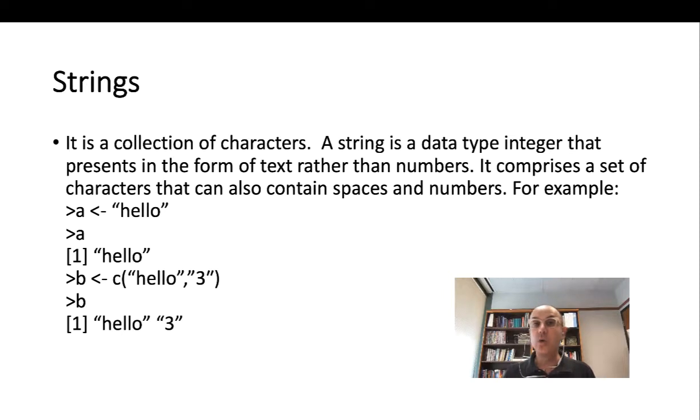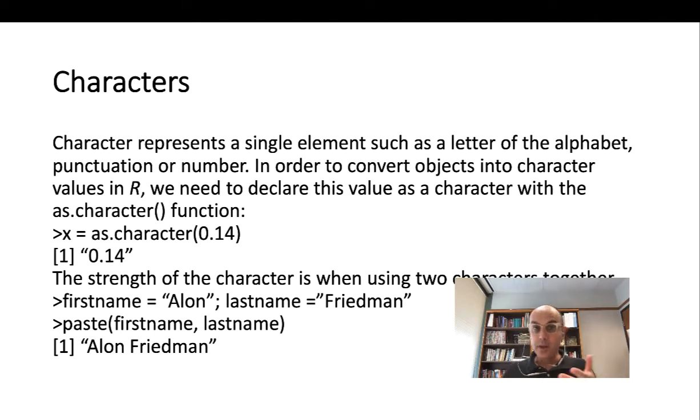String is another way for us to store the data as text rather than a number, and it is composed of characters, for example, hello, and this is a word and not a number or value. And again, this is where the string comes into play, and we can edit it and add dimension to it. Character represents a single element, such as a letter of the alphabet. And again, this is something that we can do: declare to R that it is a character. An example, x as a character of 0.14. And I can say my first name and my last name, and I'm going to paste it in order for me to display that.